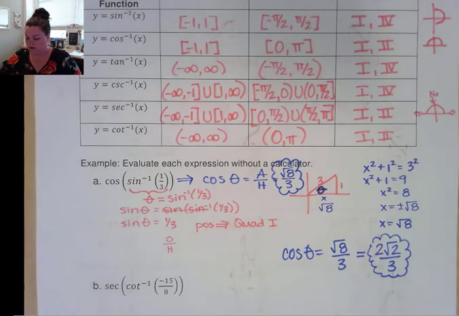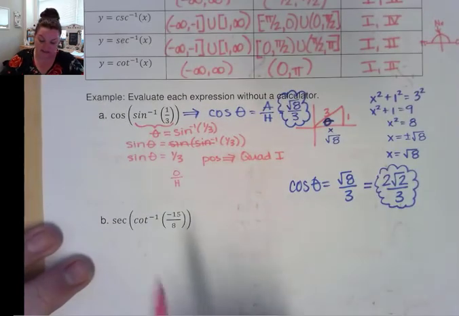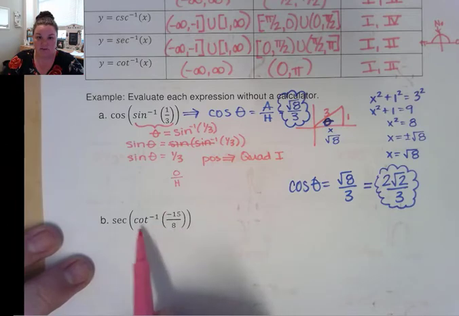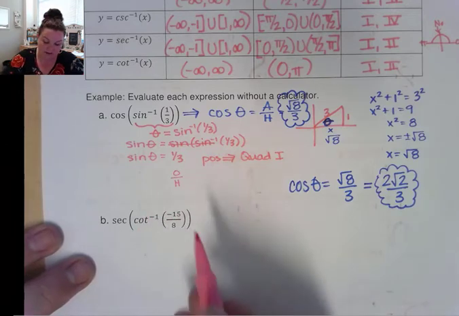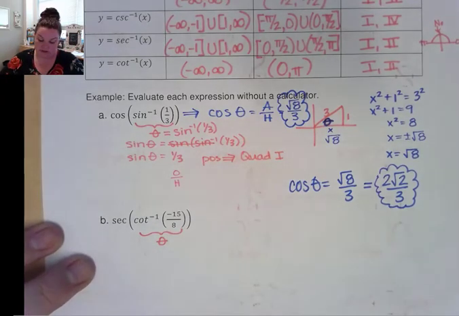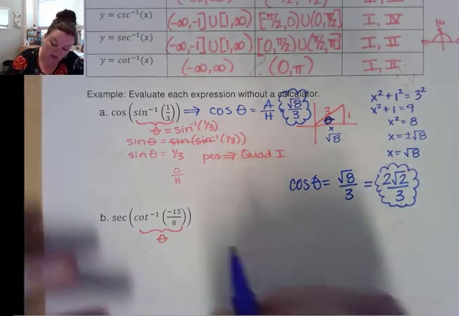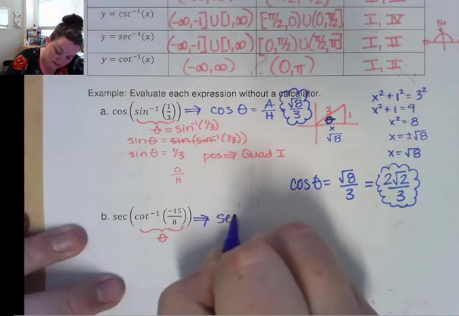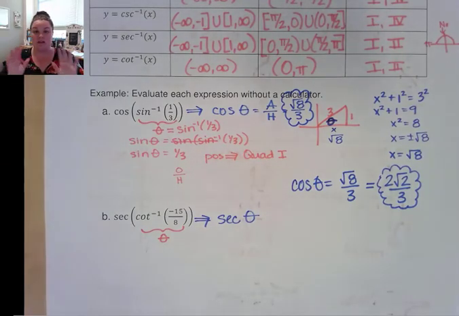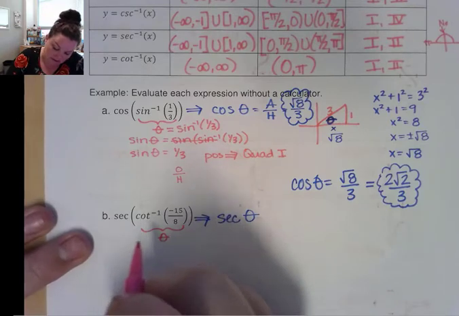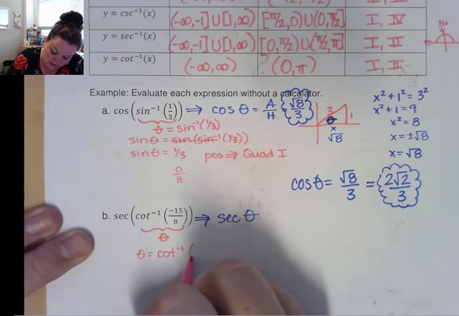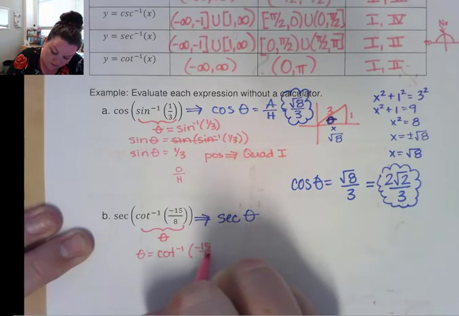Same idea. This says we want to figure out the secant value of the angle that satisfies this. Remember, this is a measure of an angle. So I'm going to go ahead and say we're just going to call this theta, right? So what I'm really trying to find in the long run is the secant value of theta. So I need to figure out everything that I know about theta. So we're saying that theta is equal to cotangent inverse of negative 15 over 8.